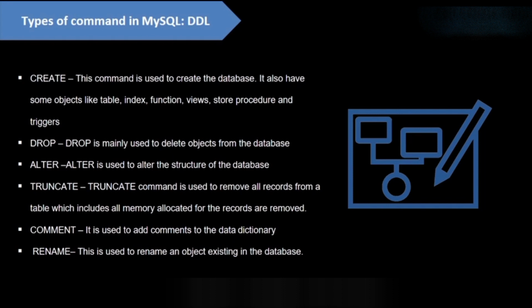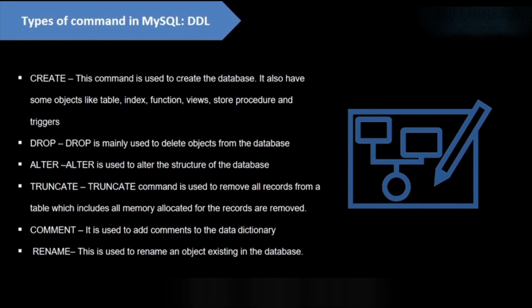Now comes the alter command. Why and where do we use alter? From the name itself, you can understand you can alter something. It is used to alter the structure of the database. Let me give you an example: maybe you create a table and after that you want to add one more attribute, which stands for a column. In that case, using the alter statement, you can change the structure of the table. So this is how alter works.